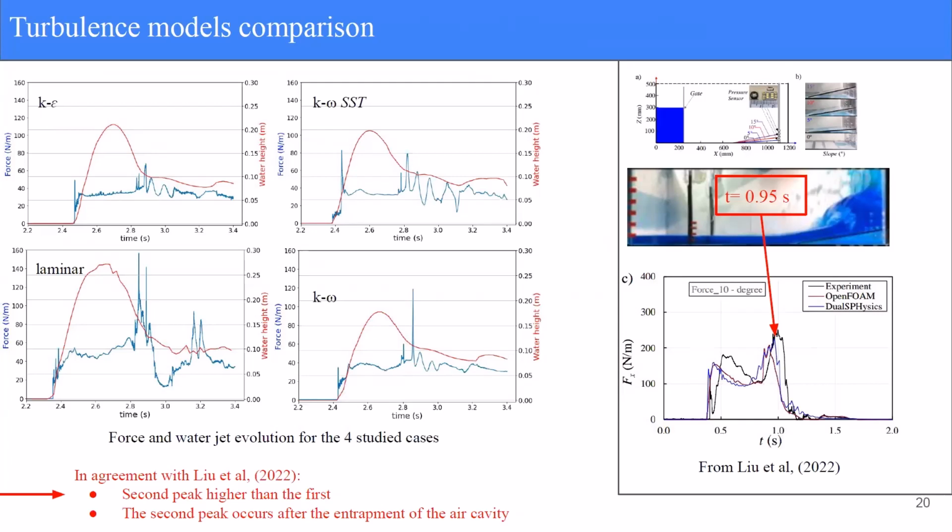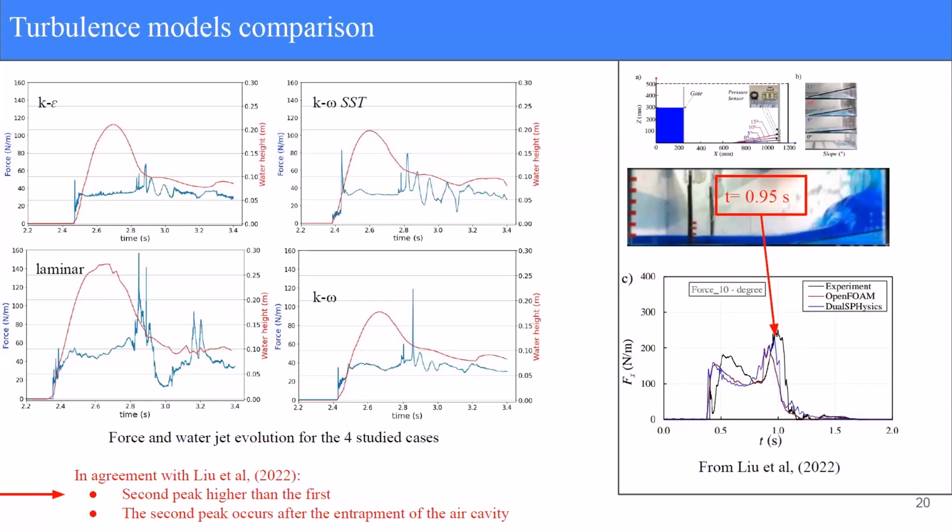So now to recapitulate a little bit what we found regarding the second peak impact: when plotting the force with the water height, with the elevation of the water jet, we found that this second peak corresponds to the stabilization of the water jet at the downward phase, which is in accordance with the findings of Lui et al. 2022, who found that the second peak corresponds to the creation of this air cavity that you can see there at the downward stage of impact.